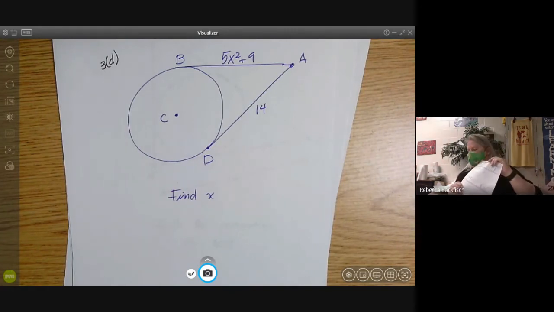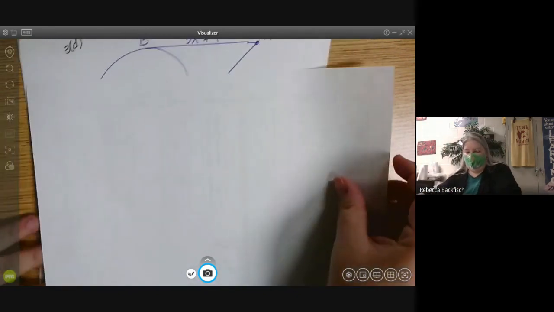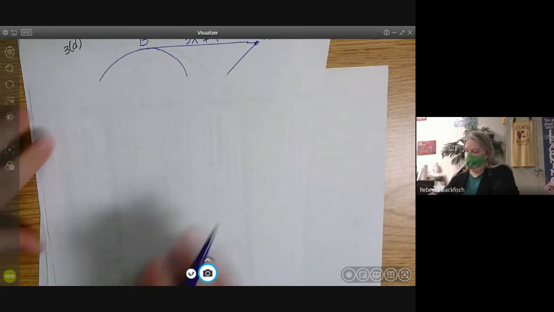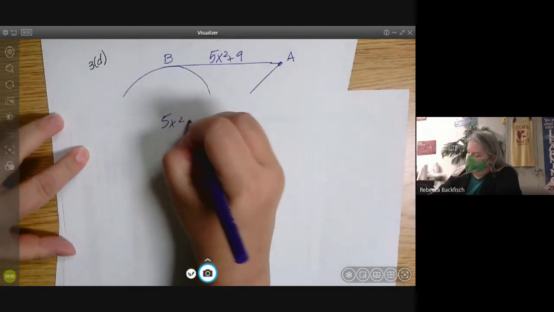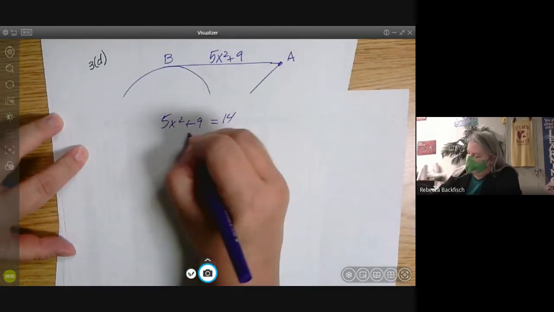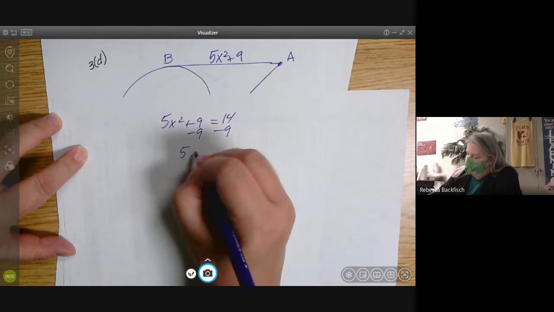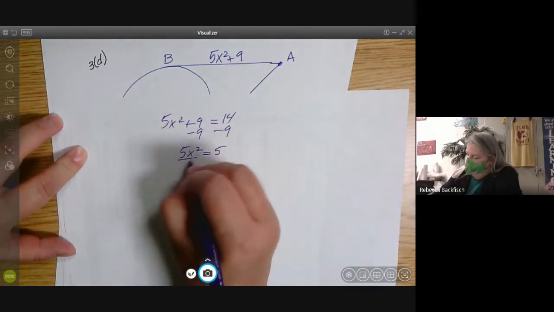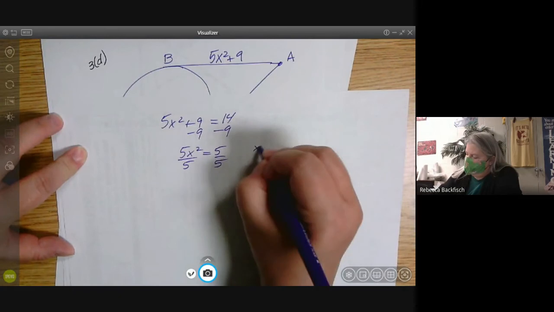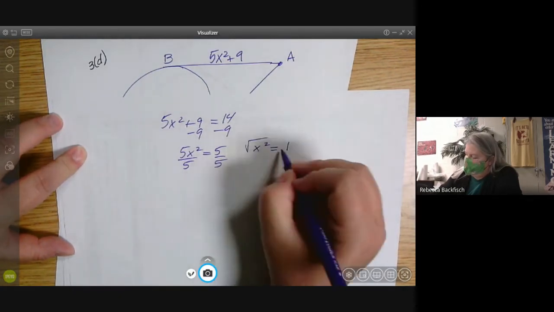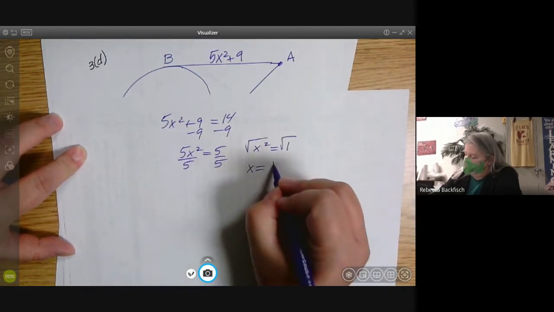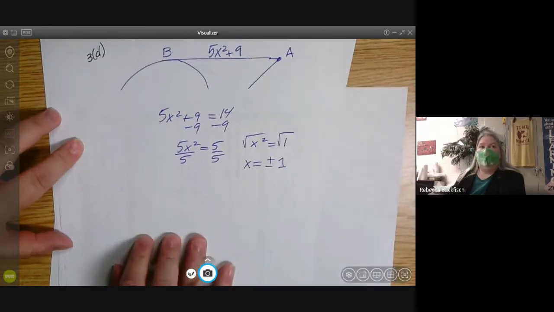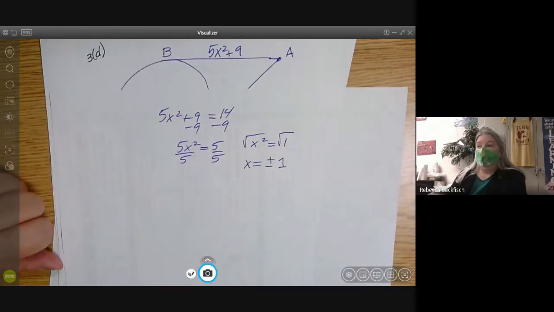Okay, what'd you get for X? 1, exactly. Okay, let me just go ahead and do this one. You have 5x squared plus 9 equals 14. And there's a reason I want to do it for you, and that is to point out that really when I'm solving this, I get plus or minus 1. But what I'm doing when I say it's only 1 is I'm discarding an extraneous solution.